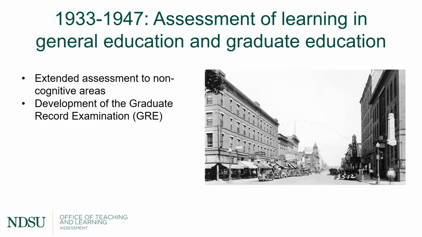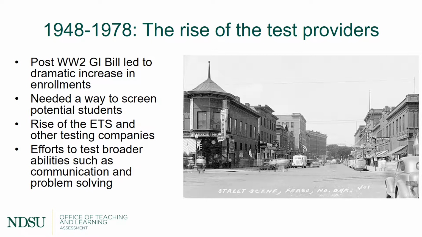The next era, 1933 to 1947, saw the implementation of test batteries that included things beyond content knowledge. And this era also saw the development of the GRE. The third era, 1948 to 1978, was the rise of the test providers. The end of World War II led to a dramatic increase in college enrollments and produced a need for screening tests and entrance exams to college, which led to the rise of the ACT and SAT exams. There were also efforts to develop tests for broader abilities such as communication and problem solving.